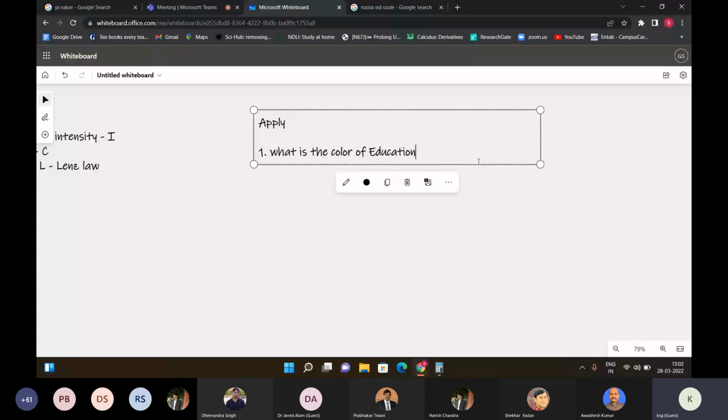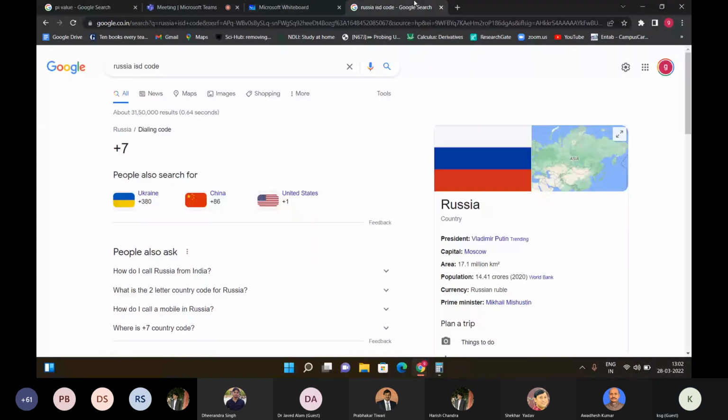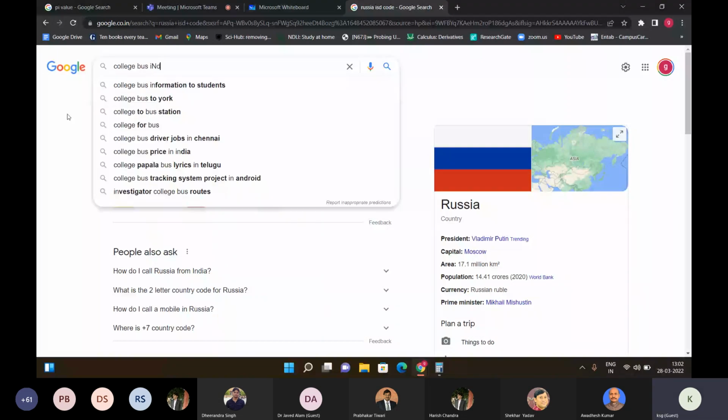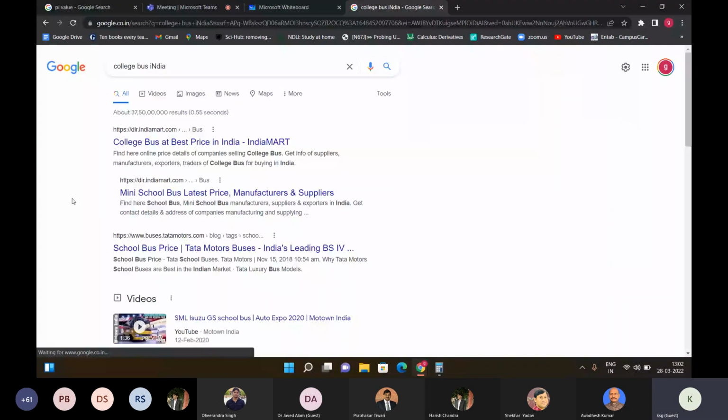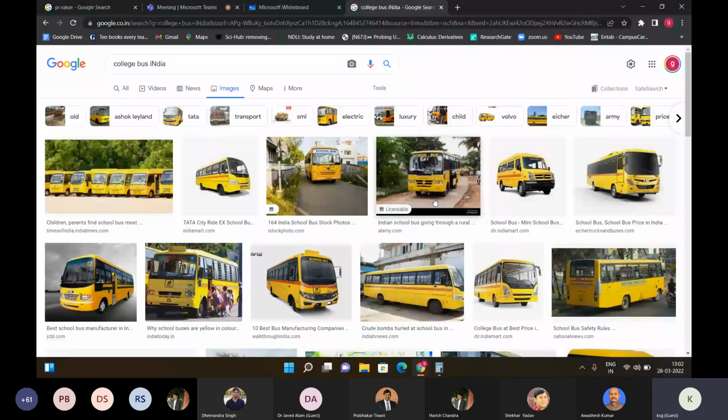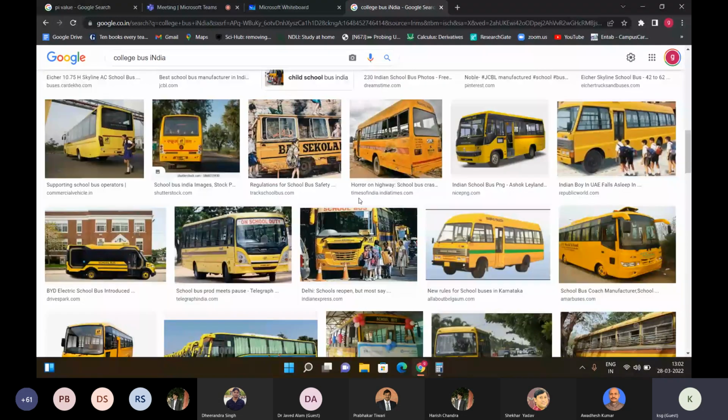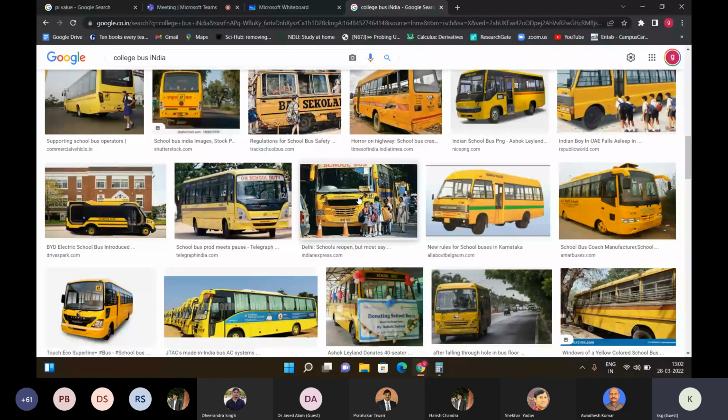Your institution should also have a vehicle, an education institution vehicle, which is used for transporting students. What is the color of the education institution vehicle? When I search for college bus India and look at these images, you see most of the school buses and college buses are painted in what color? Mostly yellow, or a combination of yellow or orange. Something related to yellow.